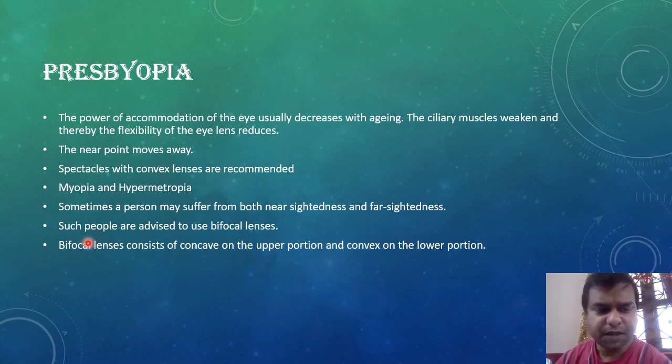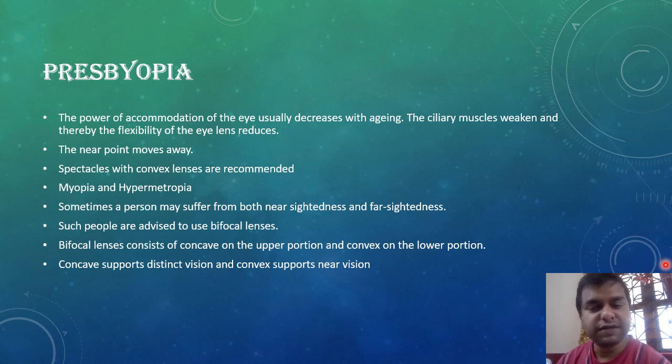So what does the bifocal lens consist of? It consists of concave on the upper portion, convex on the lower portion. So you have concave as well as convex lenses, but the upper portion consists of concave and the lower portion consists of convex.